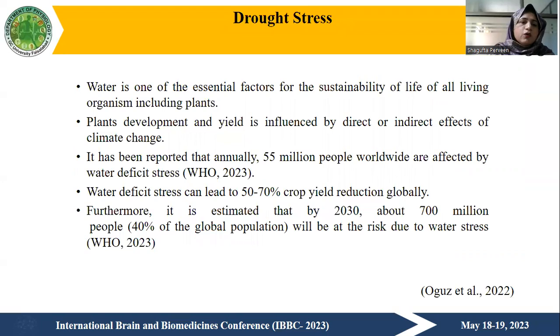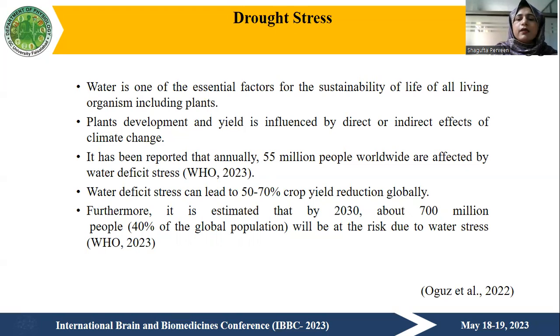Drought stress. Water is one of the essential factors for the sustainability of life of all living organisms, including plants. Plant development and yield are influenced by direct or indirect effects of climate change. It has been reported that annually 55 million people worldwide are affected by water deficit stress. Water deficit stress can lead to 50 to 70% crop yield reduction globally, according to a survey of the World Health Organization.